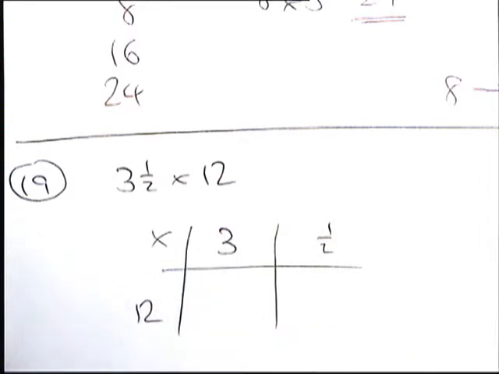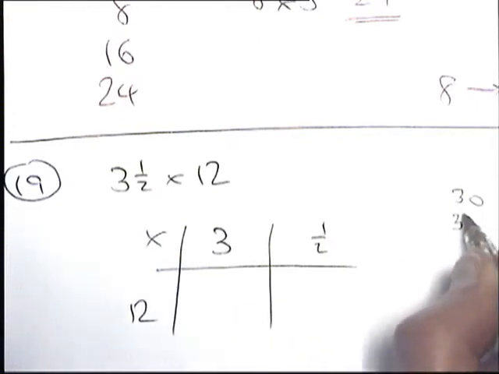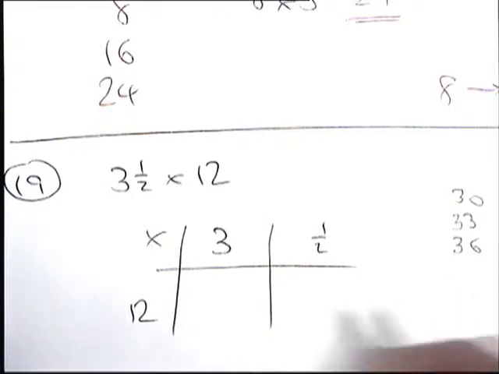12 3s. Hope you know it from your times tables. If not, 10 3s are 30. So 11 3s will be 3 more, 33. 12 3s will be another 3 on top of that. That would take you to 36.